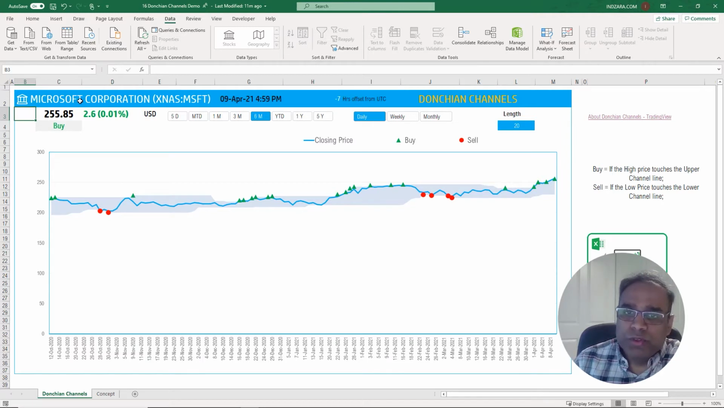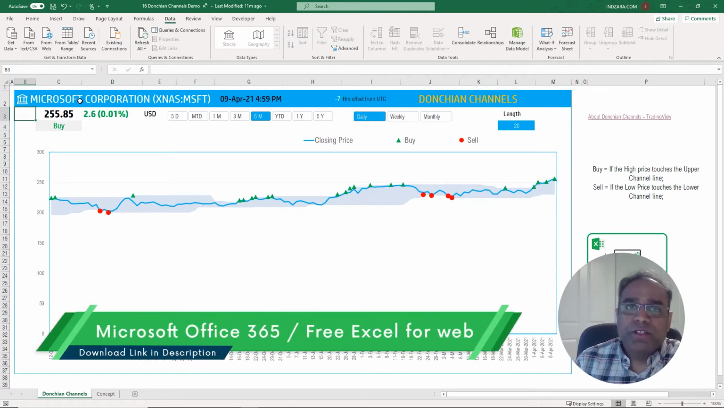In order for you to receive this live data from the Microsoft service, you would need a Microsoft 365 subscription plan or the free Excel for the web product, which you can use to run Excel in the browser.